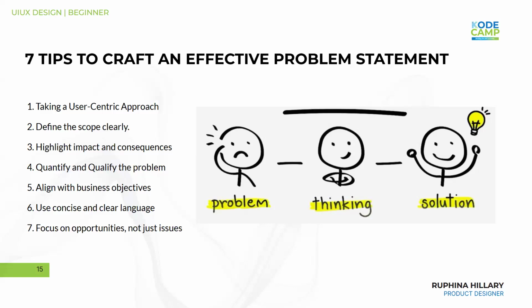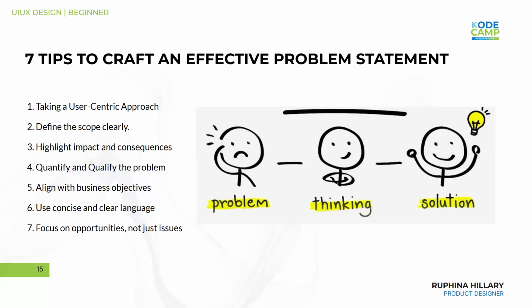Then five, align with business objectives. Like I said, the problem statement helps you communicate with the stakeholders. So when you're done creating a statement and you give it to your stakeholders, the people in your team, they give you feedback that okay, this aligns with our business objective, it aligns with what we're also trying to solve or what we are paying you for. Let's go ahead with this.